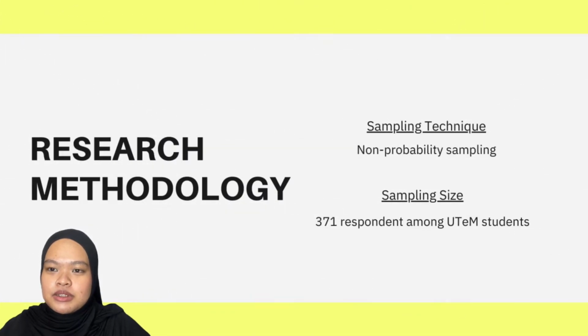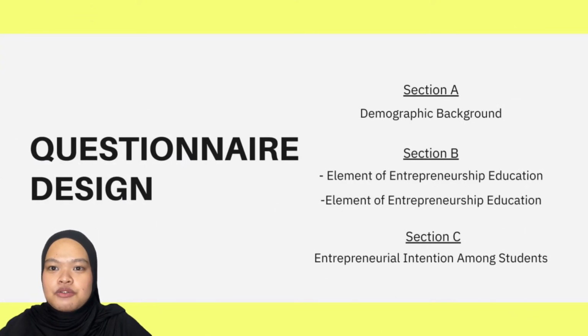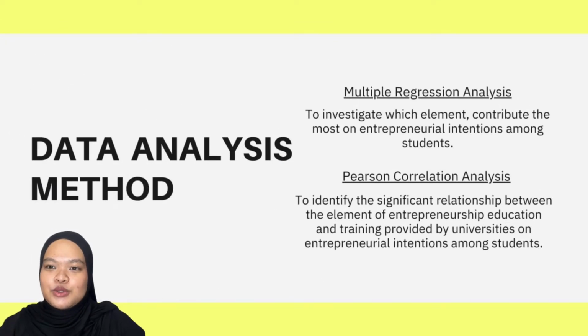Next, in research methodology, the sampling technique used is non-probability sampling, while the sampling size is 371 respondents among UTEM students. The questionnaire consists of 3 sections. Section A is about demographic background, Section B consists of questions regarding the independent variables, while Section C consists of questions about the dependent variable. The data analysis methods used to carry out the research are multiple regression analysis and Pearson correlation analysis.